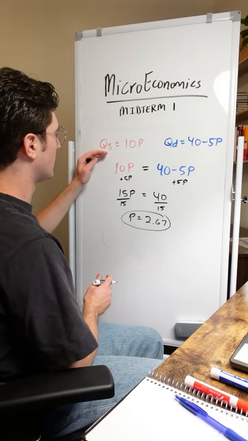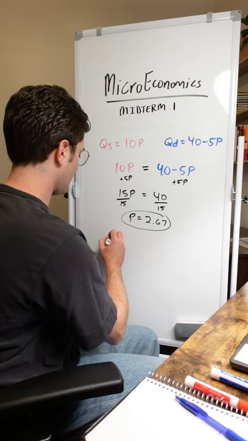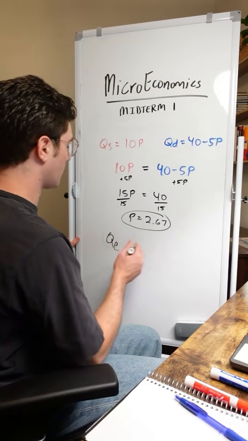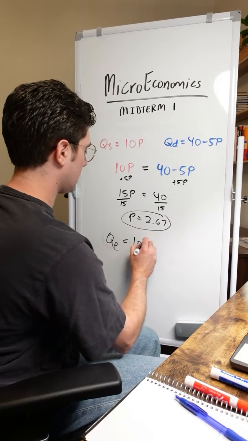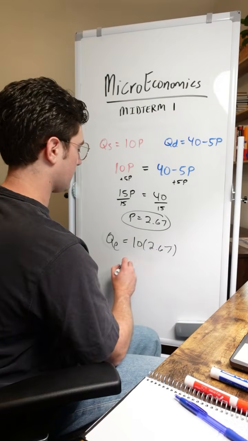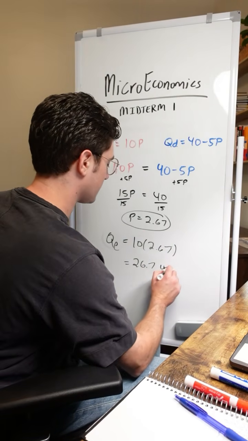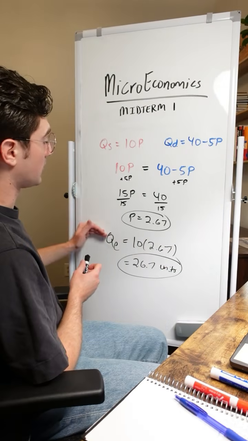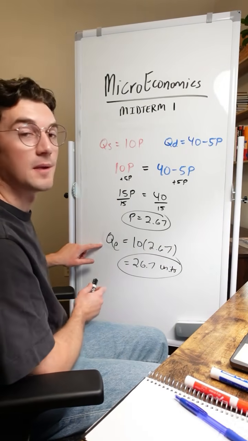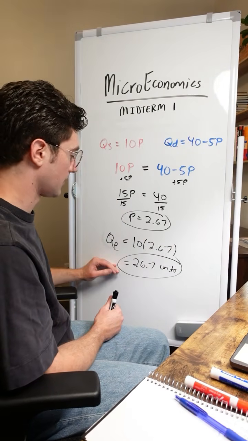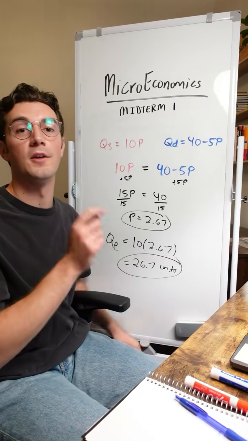So to make our lives easier, I'm gonna use this QS equation. We're gonna go Q, and then really QE, the equilibrium quantity, equals 10 times 2.67. I should have used better numbers here, but the equilibrium quantity here is 26.7 units. Set them equal to one another, solve for price, plug price back into either equation to solve for quantity. That's how you solve for equilibrium on equations.